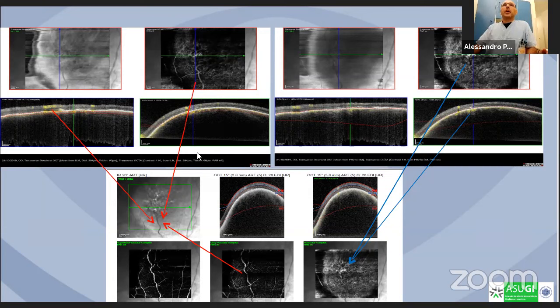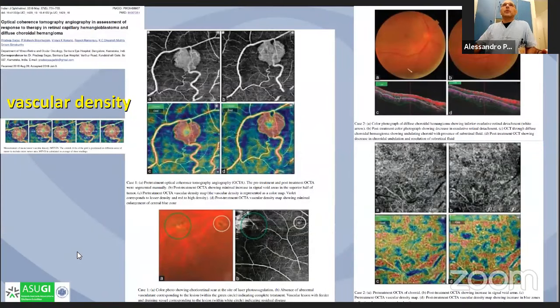This is a projection artifact due to the presence of this retinal vessel that normally in this type of segmentation will not appear. This is an artifact. So this is now changing.